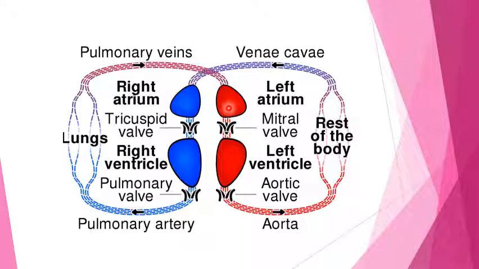Why is it blue? Because of the high content of CO2, and the red color is because of the high content of oxygen. So the right auricle or the right atrium receives the deoxygenated blood from the body parts through the vena cava, this way. They are received by the right atrium with the help of the largest veins, that is the superior and inferior vena cava.